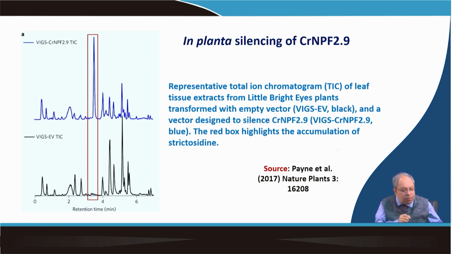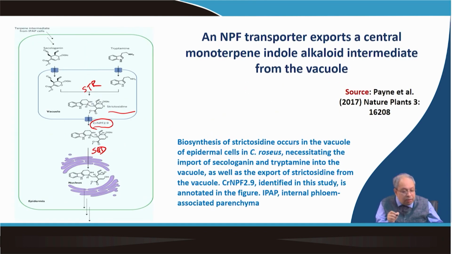As a result of this, you know what happens? This is basically the chromatogram showing the accumulation of strictosidine. As a result of that, when this gene function is disrupted, then what will happen? Strictosidine will not move out. So, strictosidine accumulation will increase.